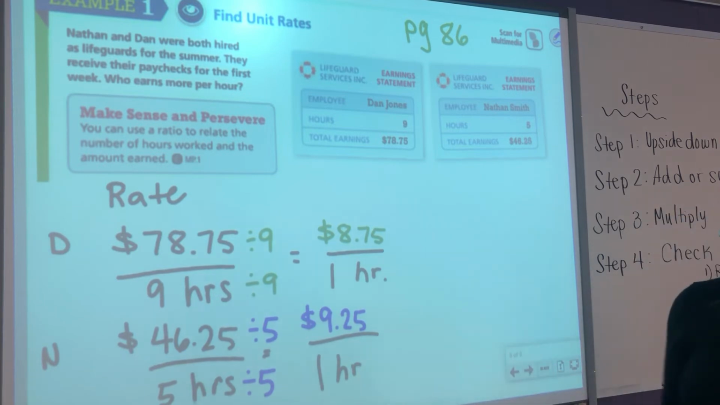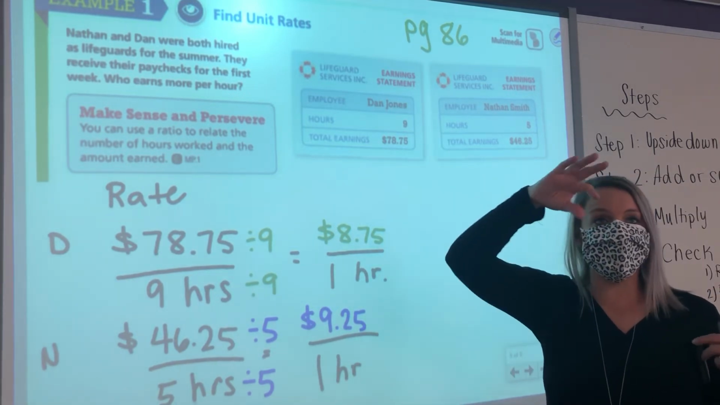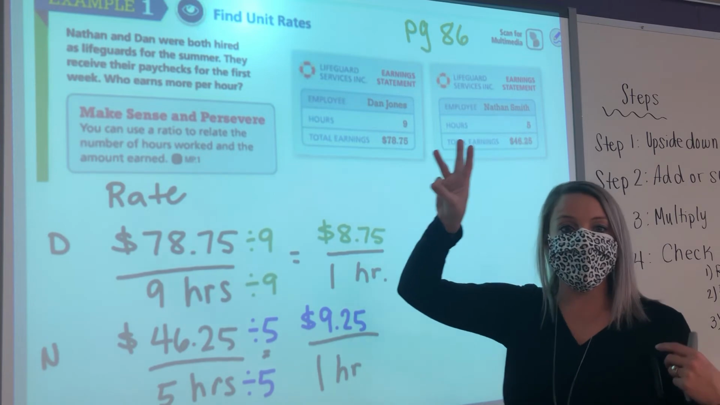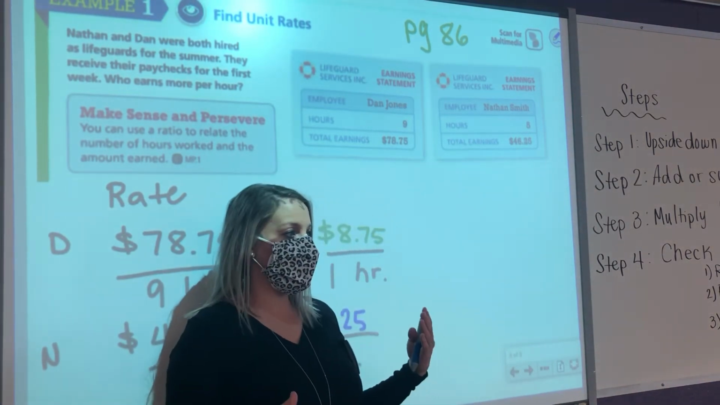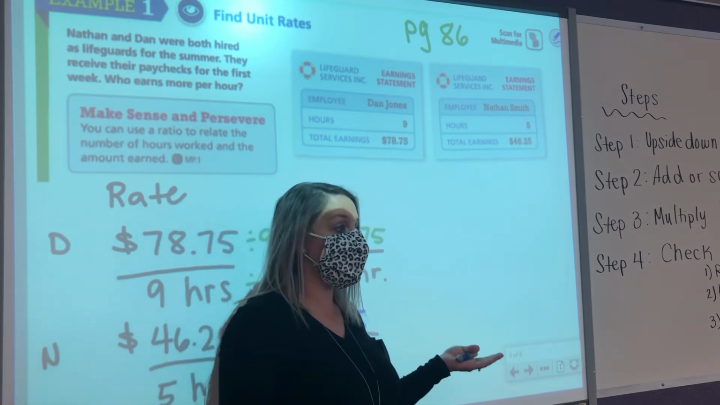Absolutely. This entire chapter, or this entire topic, 2 and 3, are the most important things I could teach you as a 7th grade math teacher. Because that stuff you actually use every day.